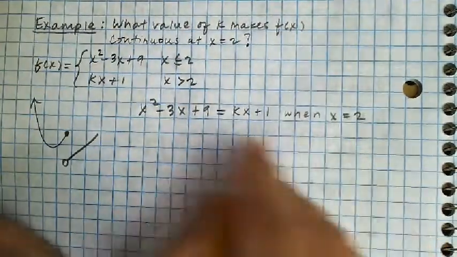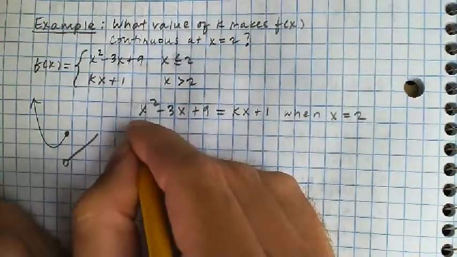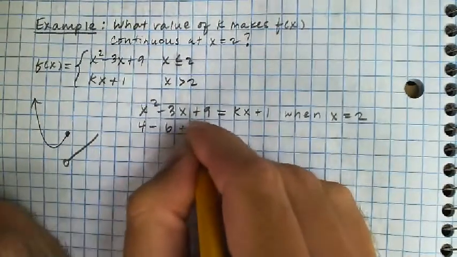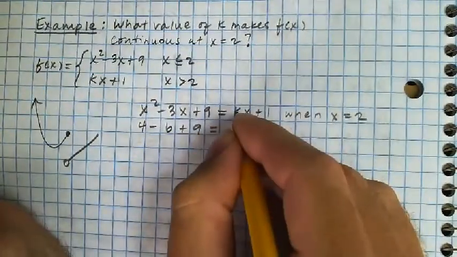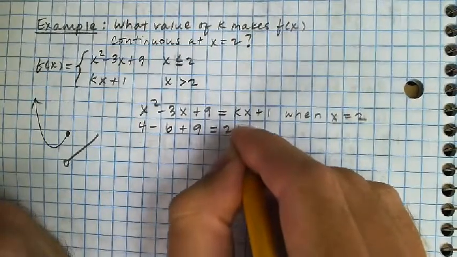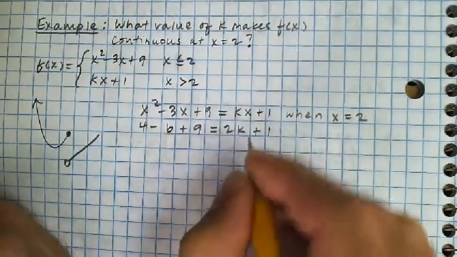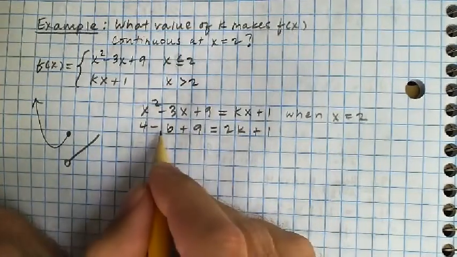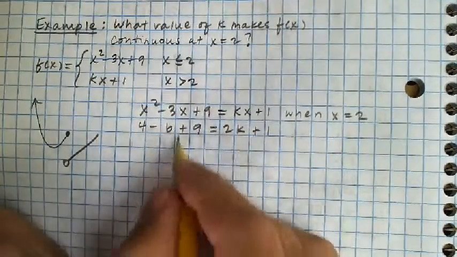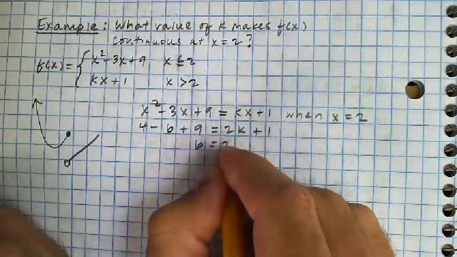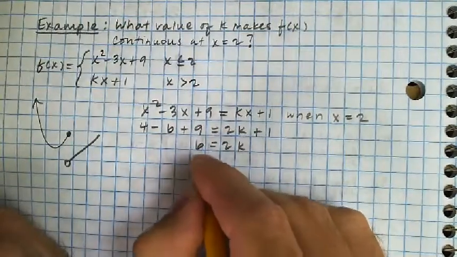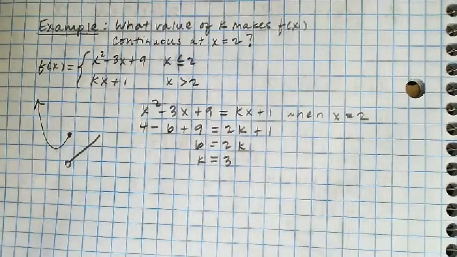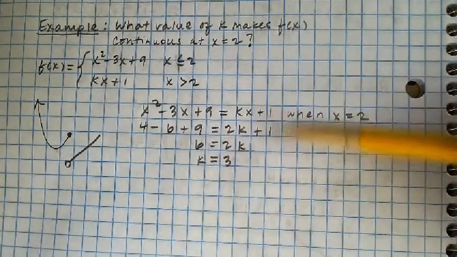Okay, and that will mean I'm going to plug in x equals 2, so I've got 4 minus 3 times 2 is 6 plus 9 is equal to k times 2 is 2k plus 1. And then I'm going to actually do this. This is 13 minus 6 is 7 minus 1 is 6, leading me to believe that k is going to need to equal 3. And this is most often a multiple choice question. Okay, it's a very typical AP calculus question.